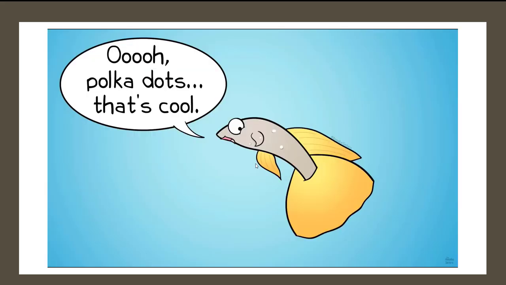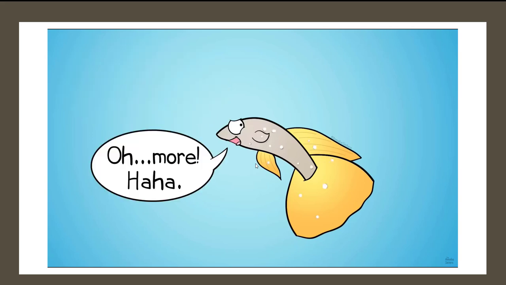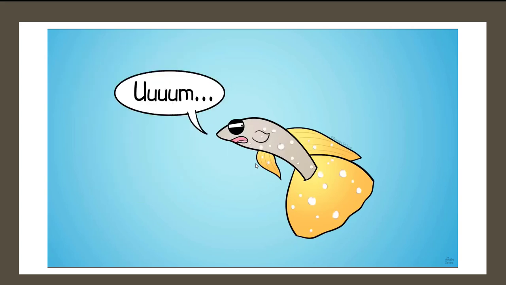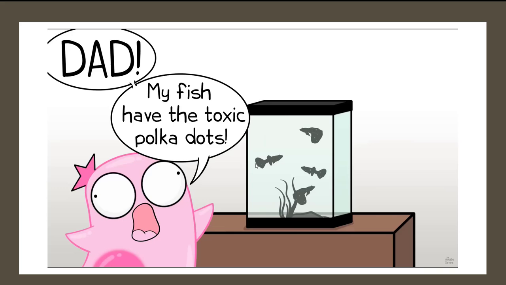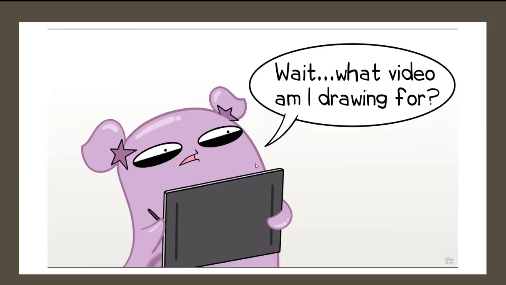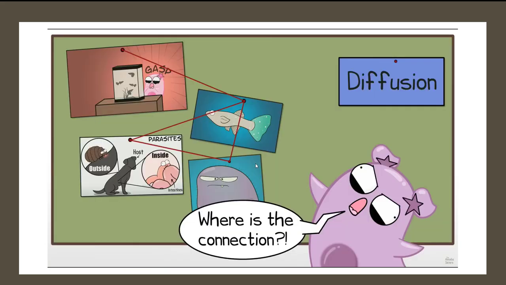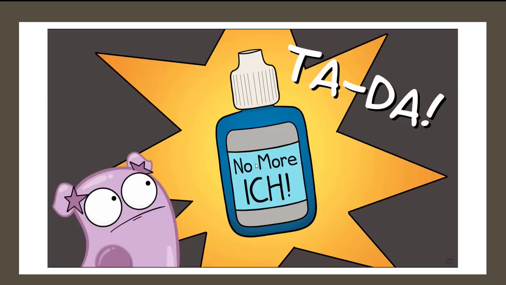Ick typically causes these white dots. It gets on their fins, on their bodies, on their gills, all over. It can even be lethal if not treated. So it's bad news, and being a guppy enthusiast, I was really worried about all of my guppies. This is not a video about parasites. This is a video about diffusion. So you're probably wondering, how is she going to connect diffusion to this parasitic protist disease? Well, it's because of the treatment.